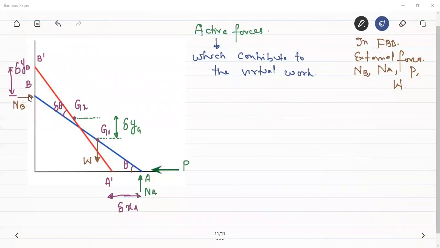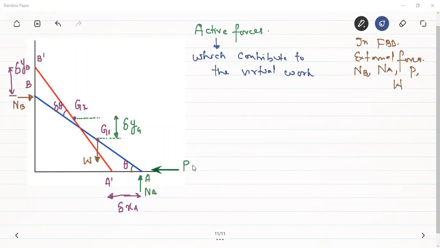Now see this force NB, it's not an active force because its virtual work will be zero. This NB is acting where? At the point B, but the point B is displacing in the upward direction, while this NB is acting in the horizontal direction. Therefore, NB and this displacement delta yB are perpendicular to each other. Therefore, this NB won't be contributing to the virtual work. Similarly, see this NA. NA is in the upward direction, while the displacement of the point A is in the horizontal direction. Therefore, again, this displacement delta xA and NA are perpendicular to each other. Therefore, it's not an active force. That is, NA won't be contributing to the virtual work.